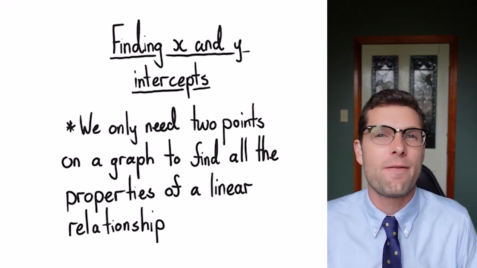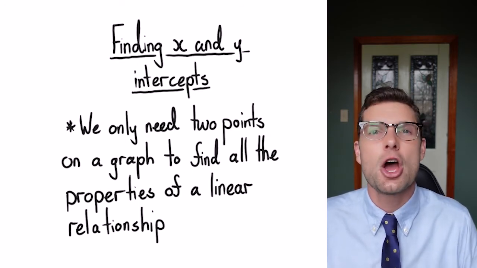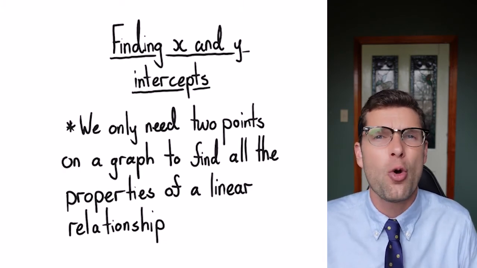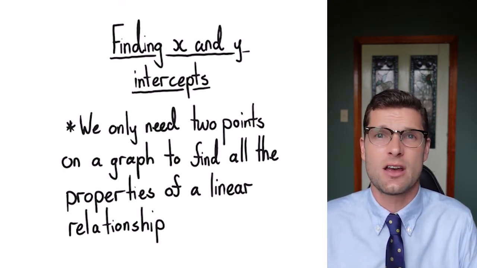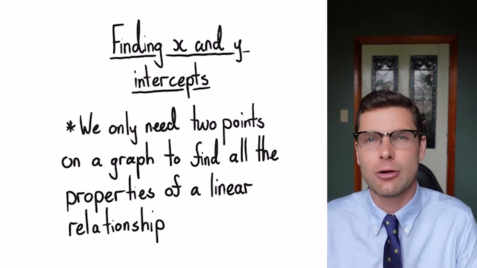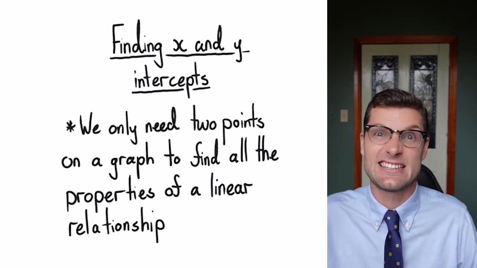Today we're going to look at how to find the x and y intercepts of any linear relationship. So remember, to find out the properties of a linear relationship, all we really need is 2 points. Once we've got those 2 points, we can use that information to find the gradient, and from there we're just doing a bit of pattern recognition and extending it out.